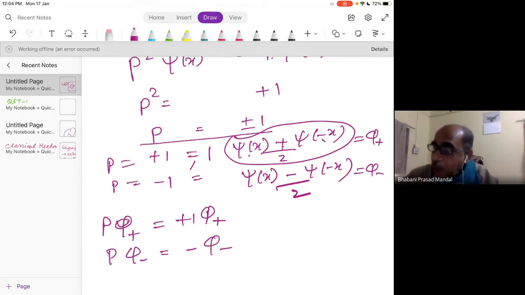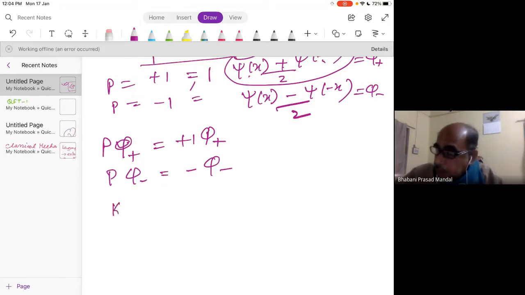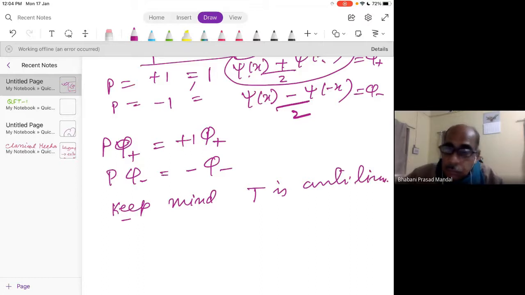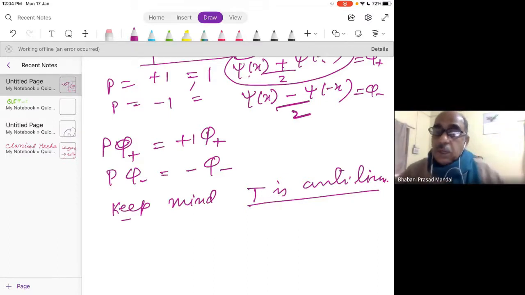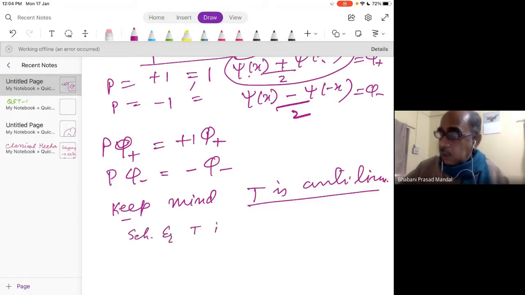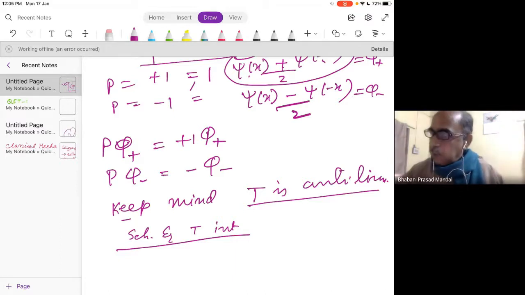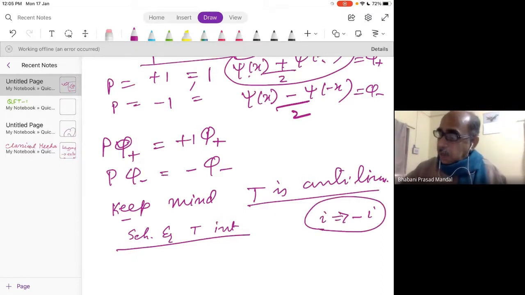Now the time reversal operator, try in the same fashion, but keep in mind that T is antilinear. How do we know that T is antilinear? That I have asked you to prove. Most students are taught this in undergraduate, and there are many ways. First, you can take the Schrodinger equation, which is T invariant. Write the time dependent Schrodinger equation, take the time reversal of it, and from there, if it is invariant, you can find that i has to go to minus i under time reversal. But this is one way.